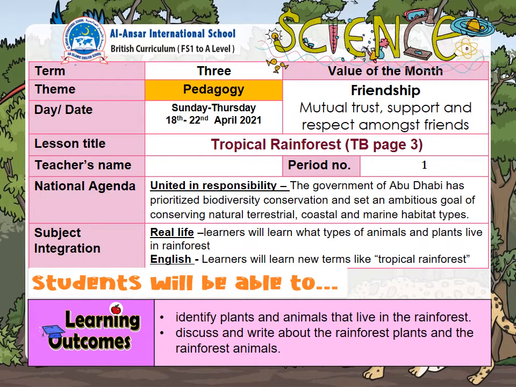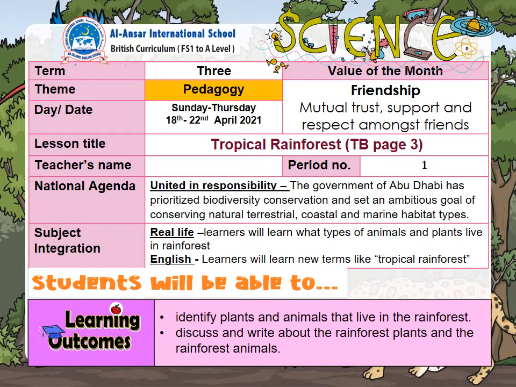Our theme of this week is pedagogy, which means student empowerment, and the value of the month is friendship: mutual trust, support, and respect amongst friends. Our title of the lesson today is Tropical Rainforest. For this you can refer to your science textbook, page number 3.